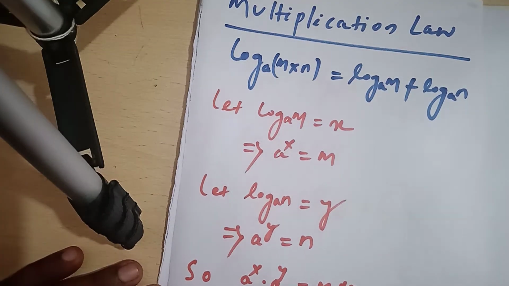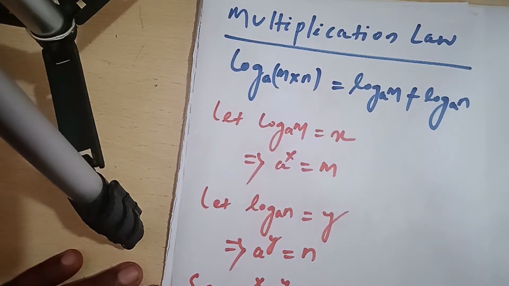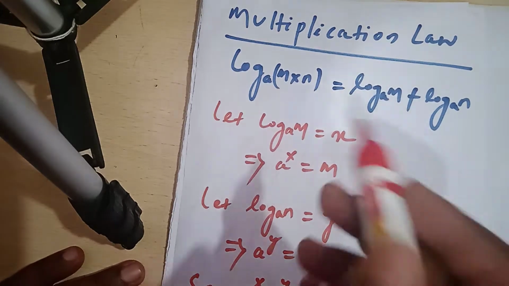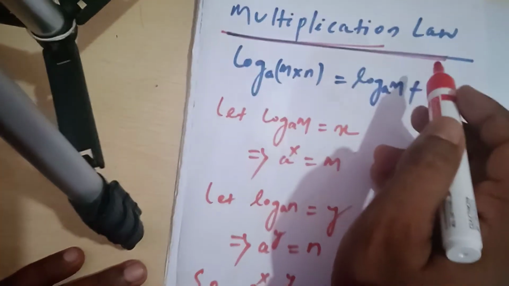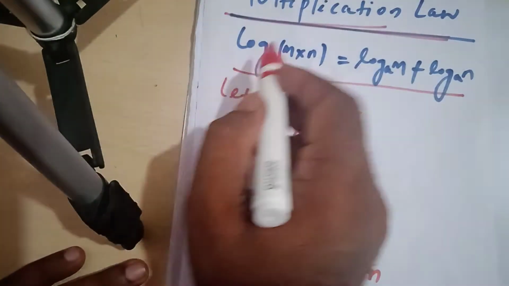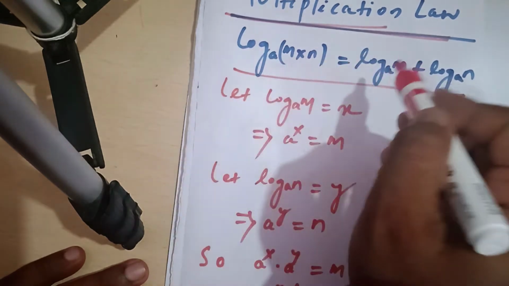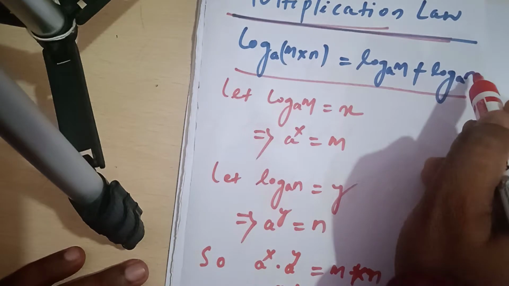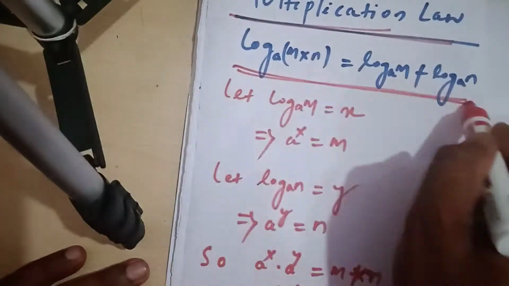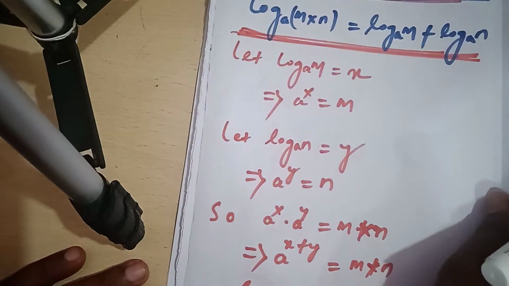In this channel, I would like to teach about different laws of logarithm. Multiplication law. This is the law: log mn to the base a is equal to log m to the base a plus log n to the base a. So I want to prove it.